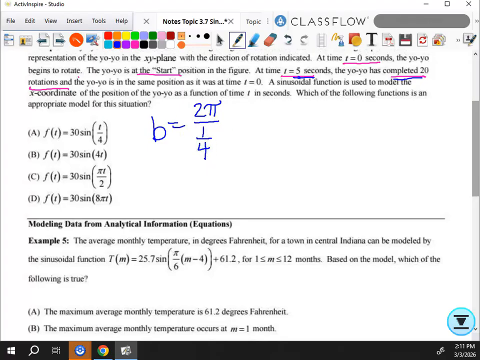Now, before you even do the math, do you think your final answer is going to have a pi in it or not? Yeah. So what can we eliminate? A and B. And then hopefully you can actually do the math right. And what do we get? 8 pi. And the answer is D.